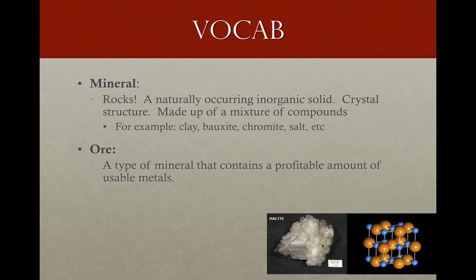Next vocab word is ore. Ore is a type of mineral that contains a profitable amount of usable metals. So minerals are basically just rocks. Ores are expensive rocks. They're rocks that have lots of good stuff inside them. So when you hear iron ore, that's a type of rock that has a lot of iron in it that we could extract and make a lot of money from.